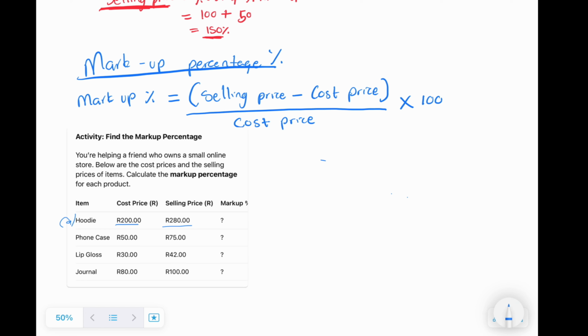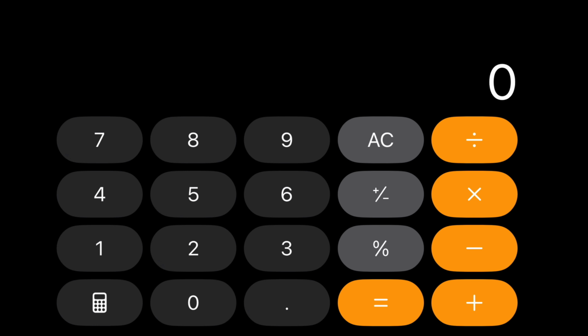Let's use the formula that I said you must use. So it's going to be your markup equals to selling price. You open your bracket, you're going to say 280 minus the cost price. The cost price here is 200. So 280 minus 200, okay? And then you divide all of this by the cost price, and the cost price we know already is 200, okay? You multiply all of them by 100.